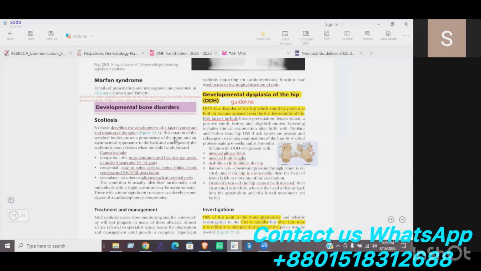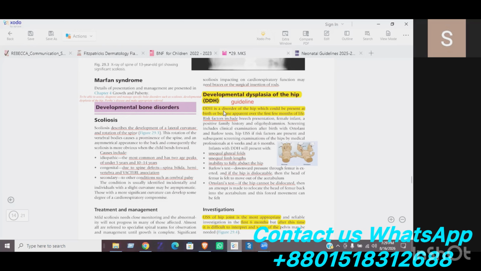In the AKP book, first of all we discuss the most important topic for the MRCPCH AKP exam, developmental dysplasia of the hip, that means DDH. This is a 5-step question. In every year's exam we can find a question on this topic. You can also read the paediatric guideline on DDH.